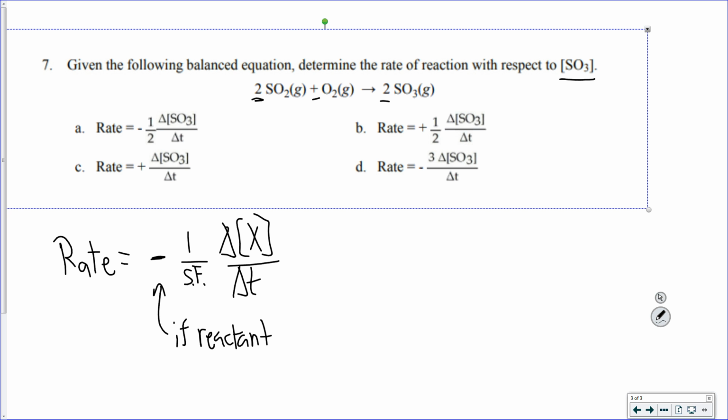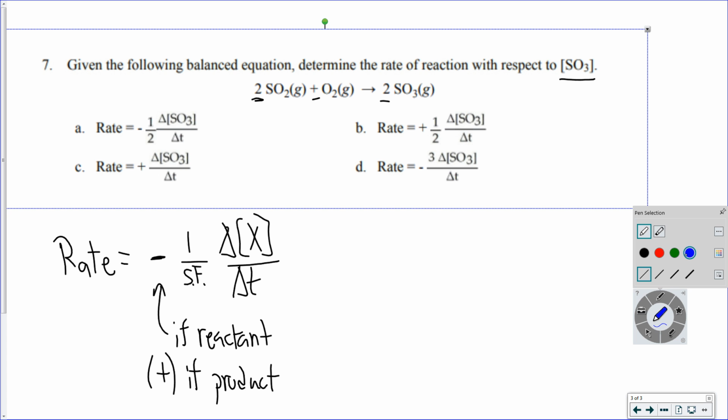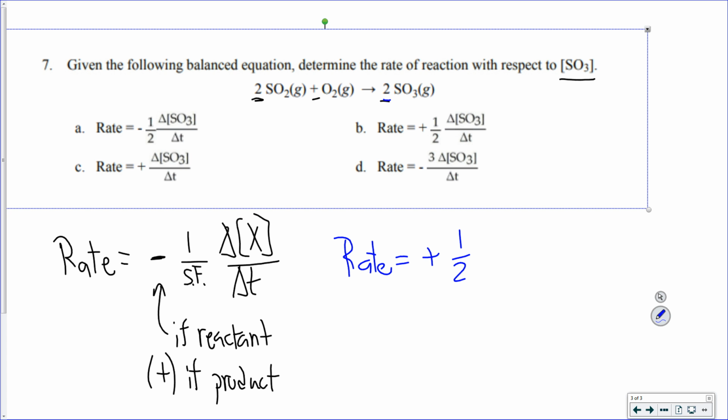And then it is positive if it's a product, because that means it's being made in the system. So if we look at the particular one in this problem, we're looking for the rate with respect to a product. So it's going to be positive, and then the stoichiometric factor is 2, so 1 over 2 times the change in concentration of SO3 divided by the change in time. So looking at choice B.